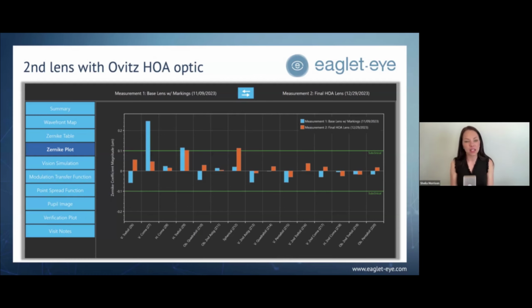In this case, the blue bars are prior to HOA correction. So you can see that there's more aberration, and there's one particular one, the coma, up around a 0.3. In our clinic, we have had training from OVITS, and also our clinical experience is that patients below a 0.3, you can try it.